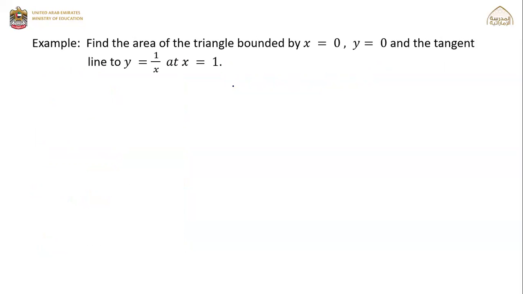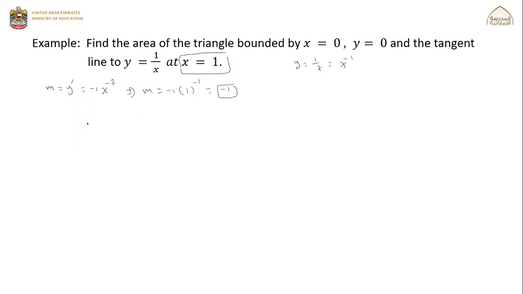Find the area of the triangle bounded by x equals 0 and y equals 0, and the tangent line to y equals 1 over x at x equals 1. First of all, I must find the equation of the tangent line. So I will start from the slope, which is y prime. The derivative of y equals 1 over x, which is the same as x to the power minus 1, is minus 1 times x to the power negative 2. Now the tangent at x equals 1: the slope equals negative 1 times 1 to the power minus 2, which is minus 1.